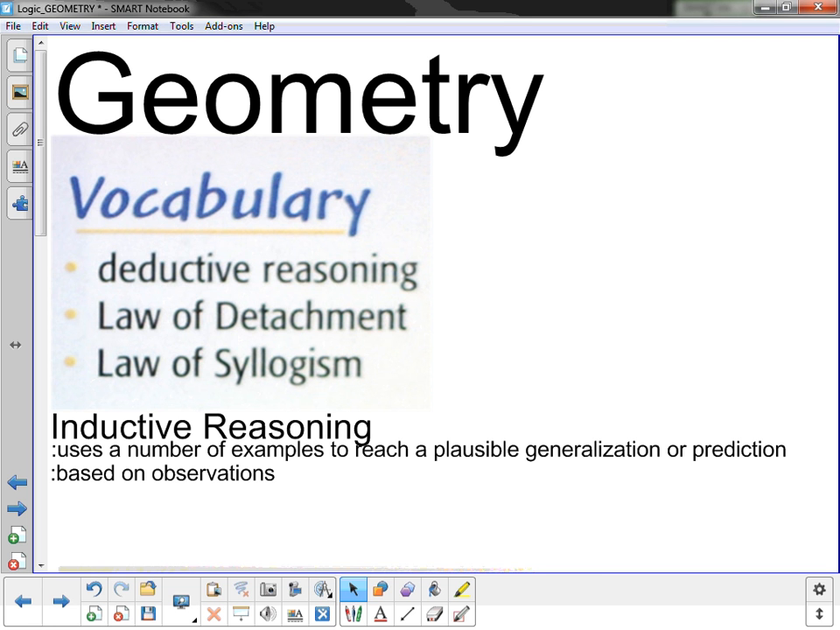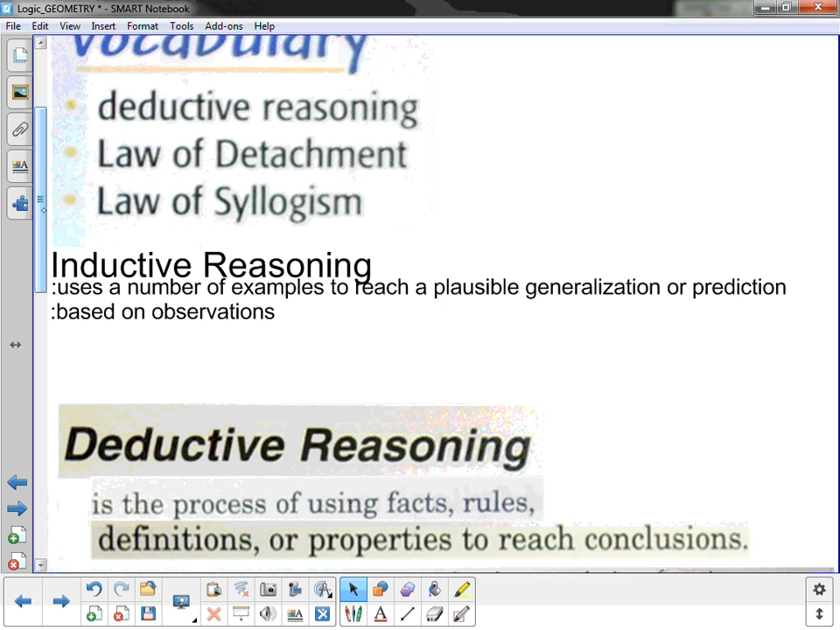Inductive reasoning is based on observations. What did you notice? What do you know? That type of stuff. When we look at deductive reasoning in comparison, it is a process of using facts, rules, definitions, or properties to reach a conclusion. So instead of just saying, hey, it looks like it, deductive reasoning says you got to prove it. You got to show it's true in all cases. You have to use the facts.